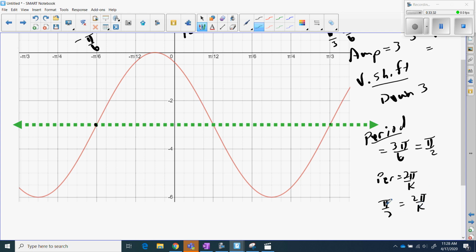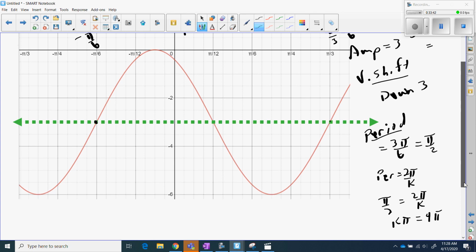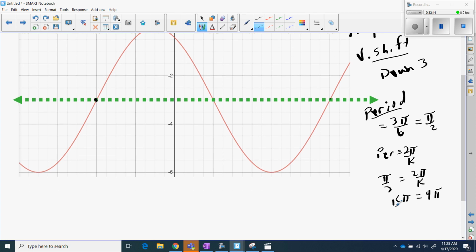Let's cross multiply, so k times pi, and 2 times that is 4 pi. Well, divide both sides by pi, and you've got your k value. Divide by pi, divide by pi, k turns out to be 4. And if you think about it, this is 90. The normal period is 2 pi, which is 360. Well, 90 is a quarter of 360, so pi over 2 is a quarter of 2 pi. That makes sense, then your k value should be 4.